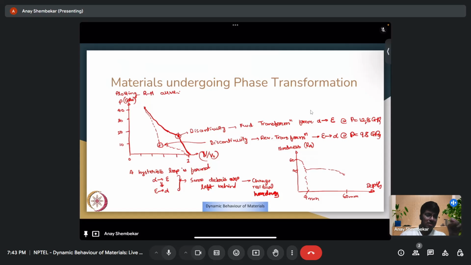Whereas as we move deeper and deeper inside the steel block, the peak pressure never crossed that phase transformation pressure threshold, meaning that whatever material was there in alpha BCC remained the same. So the material beyond a certain depth is unchanged, so there is no change in the hardness of the material. So this is how they, in an indirect fashion, could see how phase transformation takes place.